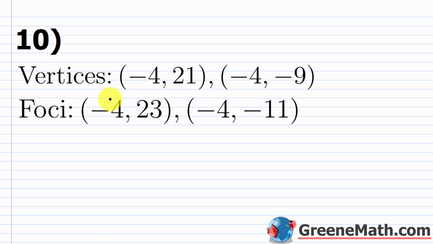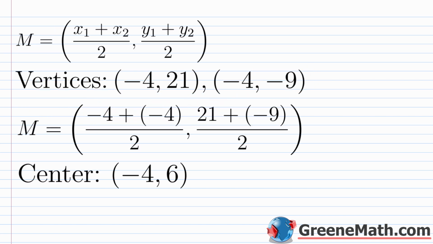All right, for problem 10, we were given vertices that are negative 4 comma 21, and then negative 4 comma negative 9, and then foci, which are negative 4 comma 23, and then negative 4 comma negative 11. So just plugging into the midpoint formula to get the center. Again, this is negative 4 and this is negative 4. The x coordinates are not changing. So it's just going to be negative 4 for the x coordinate of the center or the h value.